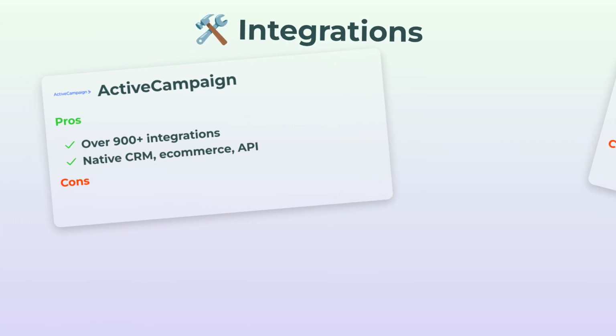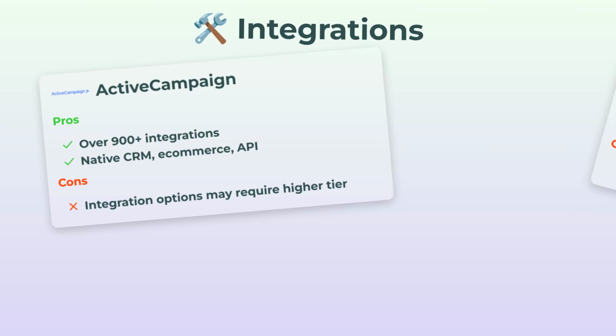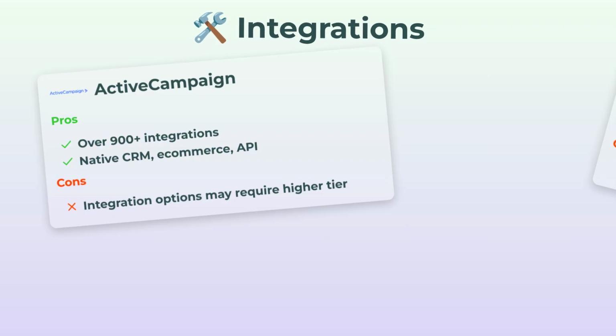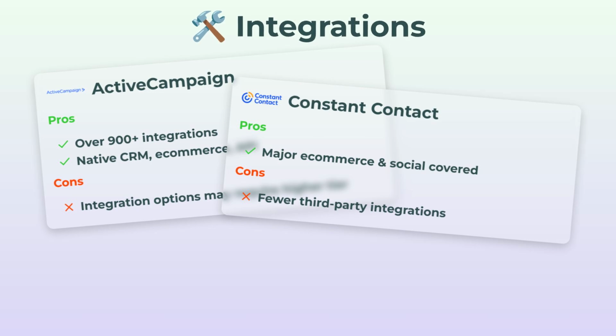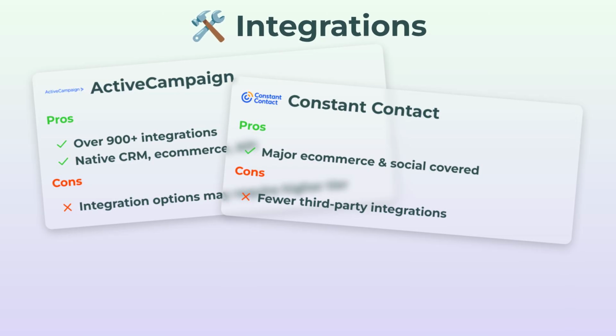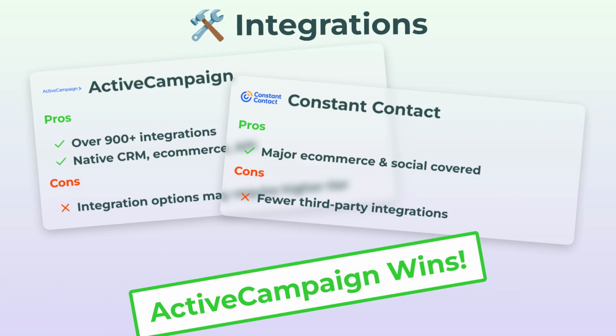Integrations. If you're the type who wants to plug in, like, your online store, your CRM, and I don't know, your toaster, ActiveCampaign's got your back. Over 900 integrations, native APIs, and e-commerce tools, all that jazz. Just gotta watch out. Some integrations hide behind the higher pricing tiers. Constant Contact covers the big stuff, like e-commerce and social, but not nearly as many options for third-party connections. So if integrations matter to you, ActiveCampaign comes out ahead again.